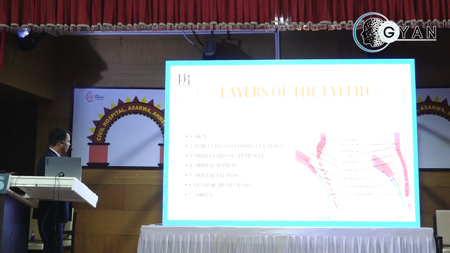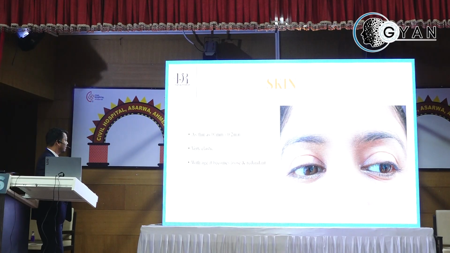Now the first is the skin. The skin of the upper eyelid is the thinnest in the body, almost 1 to 0.2 mm. It's very elastic, and with age it becomes loose and redundant, which is also called dermatochalasis. When this happens, we can use this skin as a skin graft for any lid reconstruction surgery or any lid correction surgery.